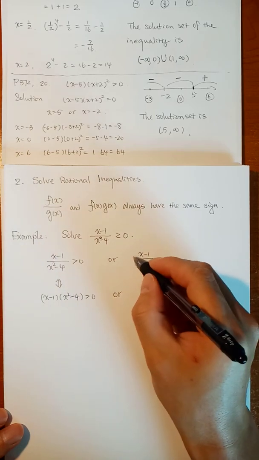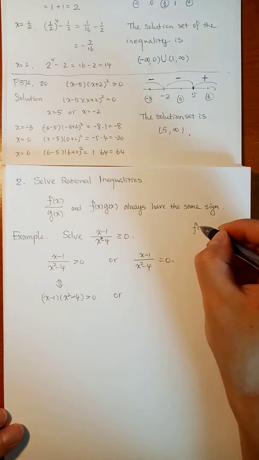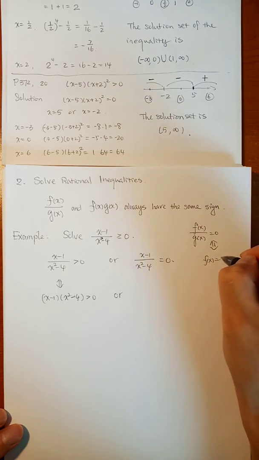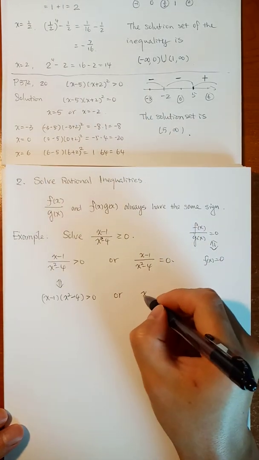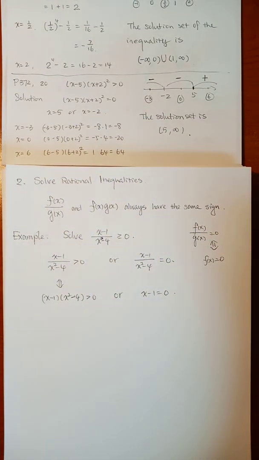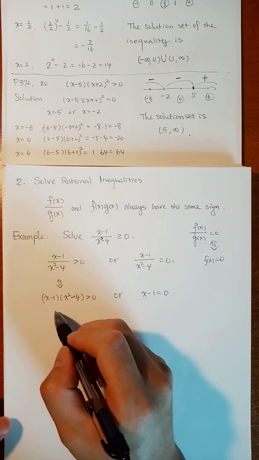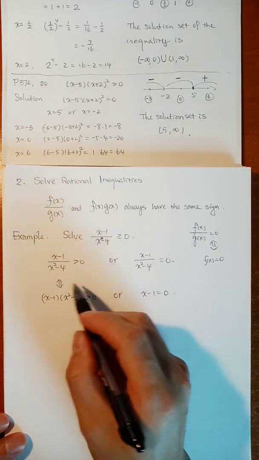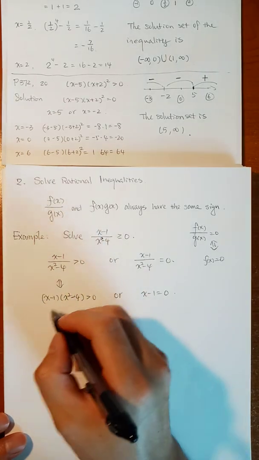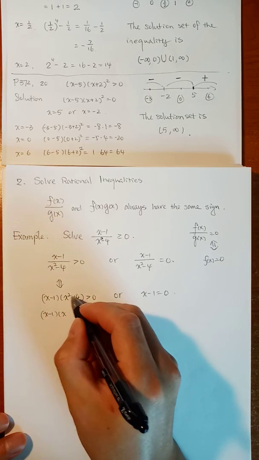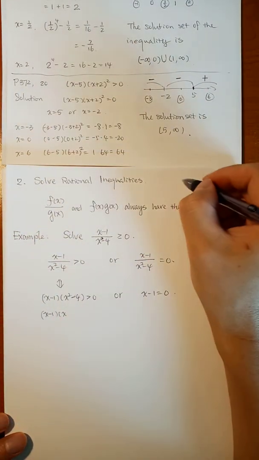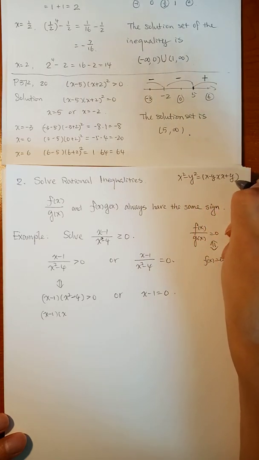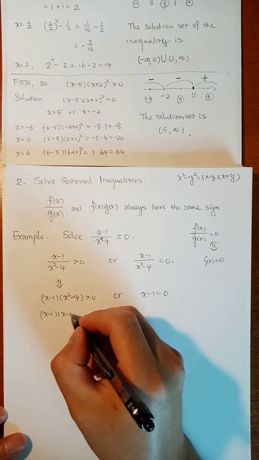Equal to 0, you only get the numerator is 0. So a ratio, a fraction, is 0 if and only if the numerator is 0. Denominator is never 0. So here, this becomes a polynomial inequality. This is not a rational anymore. To find the solution, x squared minus 4, 4 is 2 squared. Remember that x squared minus y squared is (x minus y)(x plus y). It's an important formula. So this is (x minus 2)(x plus 2).